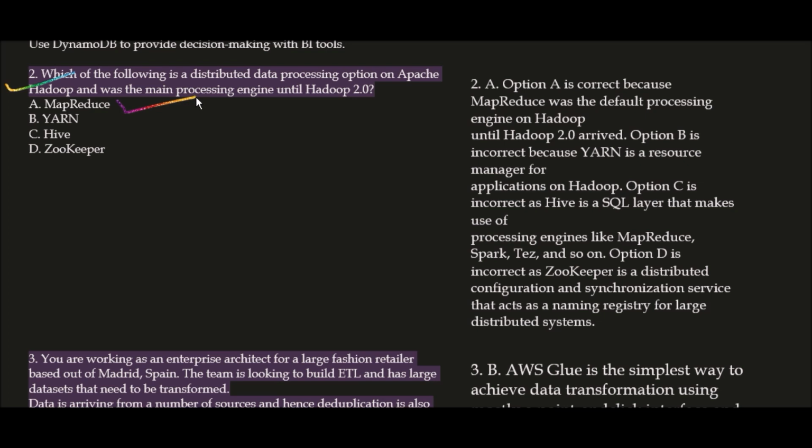Option B Yarn is an incorrect answer because Yarn is a resource manager for applications on Hadoop. Option C is also incorrect because Hive is a SQL layer that makes use of processing engines like MapReduce, Spark, Tez, and so on. Option D, Zookeeper, is also incorrect regarding this question because Zookeeper is a distributed configuration and synchronization service that acts as a naming registry for large distributed systems. Okay, now next question.